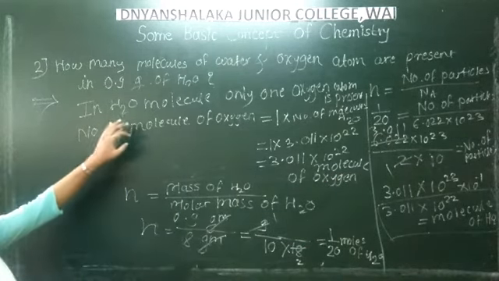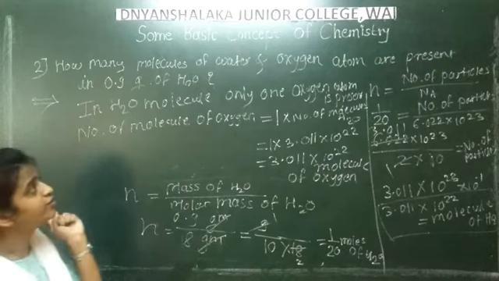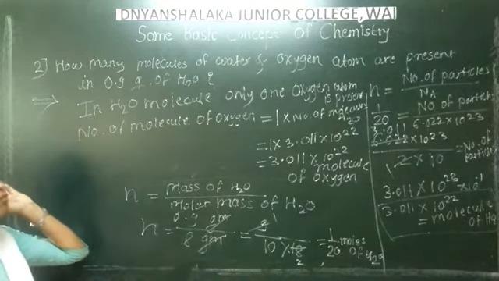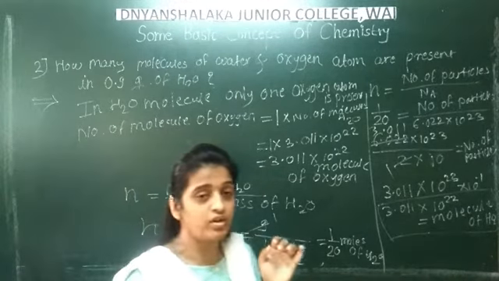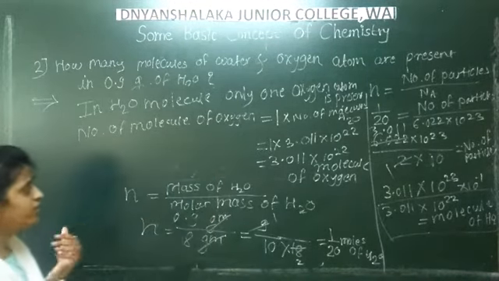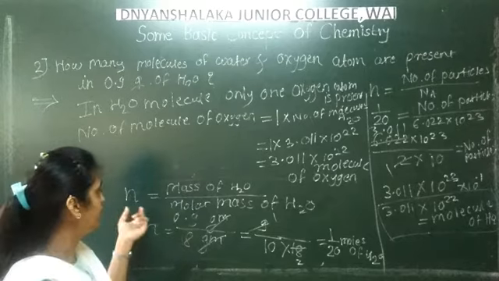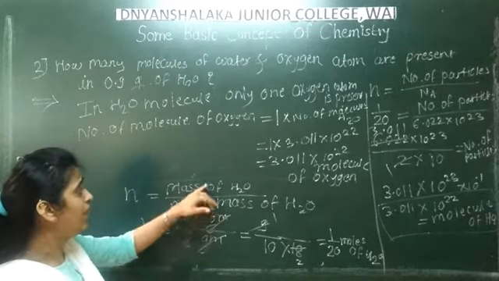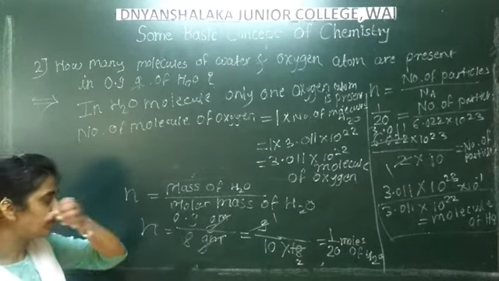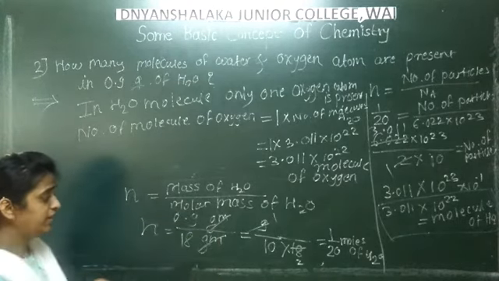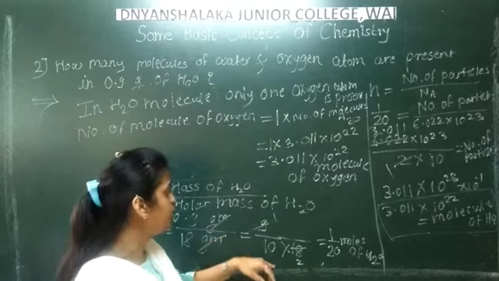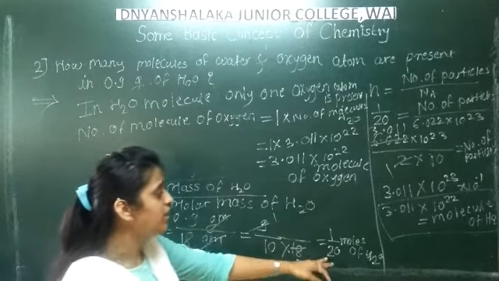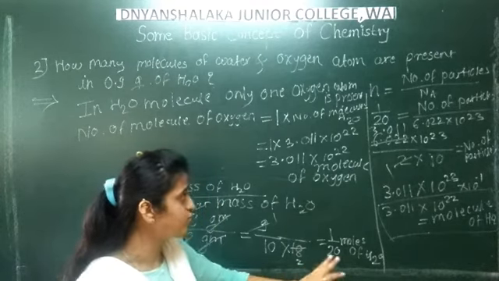Again we explain this example. First question: how many molecules of water and oxygen atoms are present in 0.9 gram of water? The given value is the mass of water, 0.9 gram. Using the first formula, n, the number of moles, is equal to the mass of water upon the molar mass of water. The mass of water is 0.9 gram and the molar mass of water is 18 gram. So 9 upon 18, removing the decimal point, 9 upon 10 into 18, so we get the number of moles, 1 by 20 moles of water.